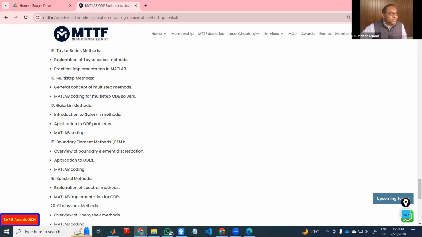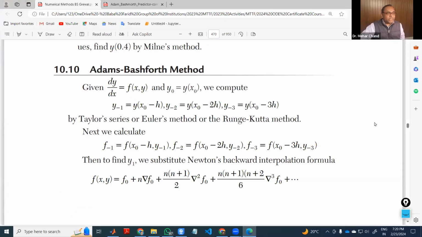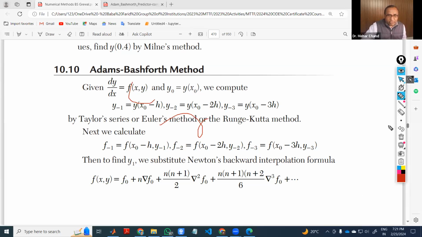So these are the contents, and now coming to today's topic. Today the method which we are going to cover is the Adams Bashforth method. We just need to follow here. I am not focusing on the derivation of the method, because this session is based on using MATLAB, on how we can implement these methods in MATLAB.